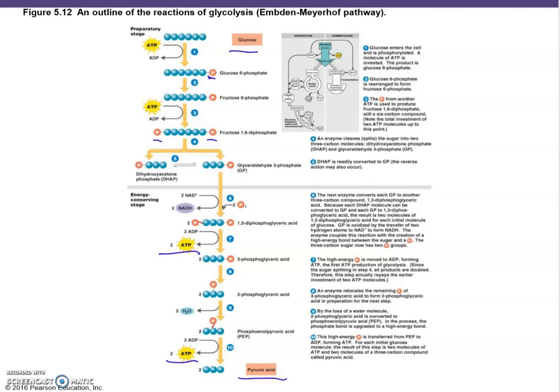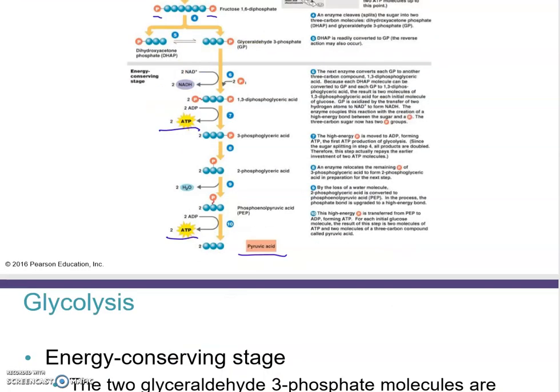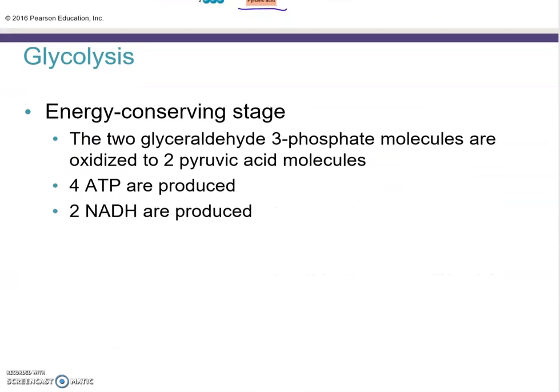So starting compound glucose, end product here of glycolysis, pyruvic acid, and then the energy, from an energy balance sheet perspective, you had to put in 2 ATP right here. You got 2 plus another 2 out here toward the end. So your net gain from glycolysis is a total of 2 ATP. And so let's take a look at this down here.